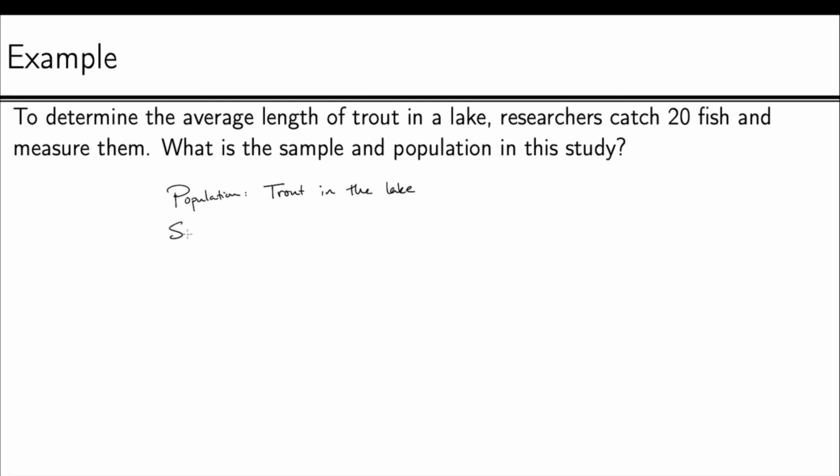Our sample is the group that we actually obtained information from. And this is, well, the researchers went and they caught 20 fish and measured them. So that's the 20 fish that were caught. And that's the information that's being used by these researchers.